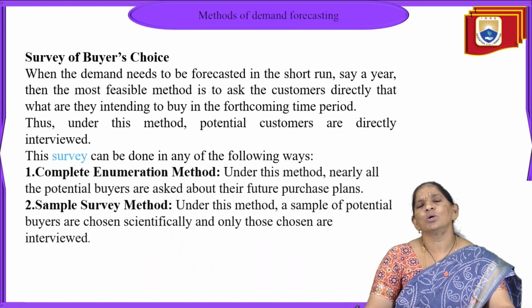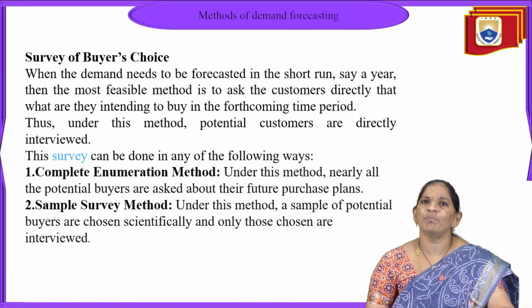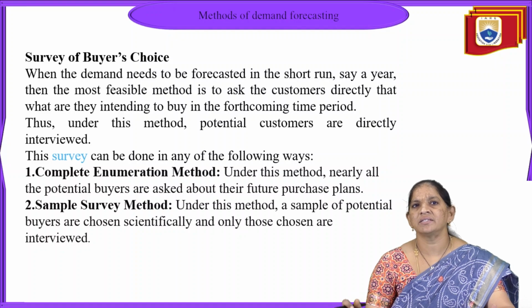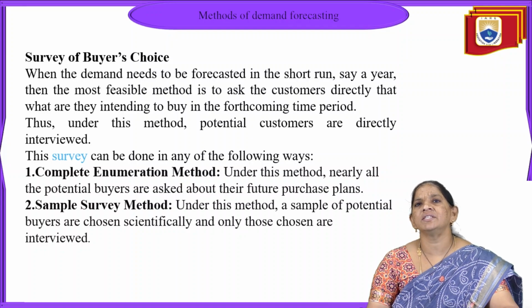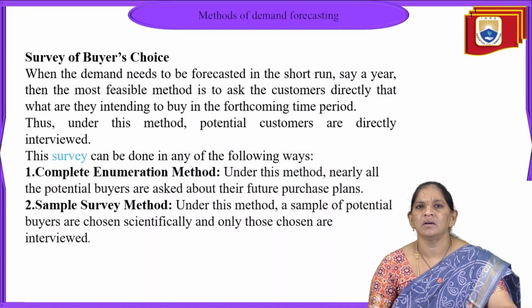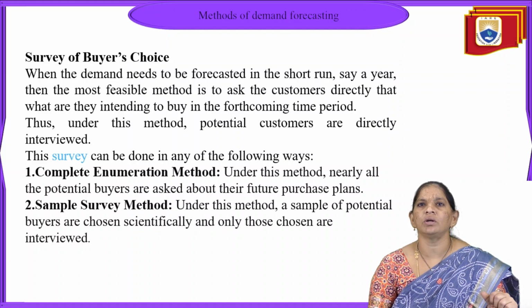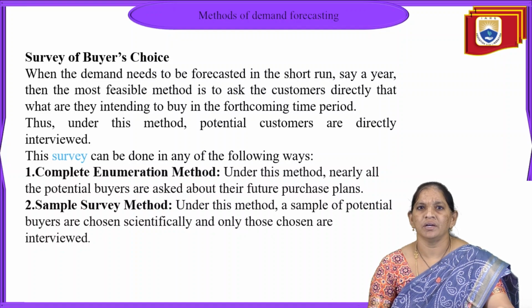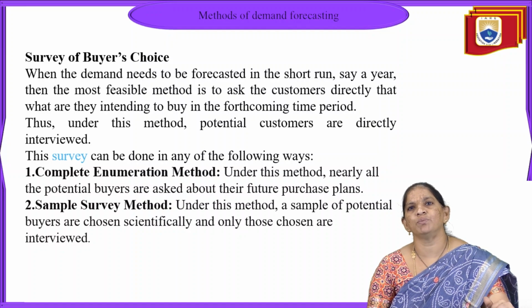The first qualitative method we come across is the survey of buyer's choice. Surveys are used to forecast for a short period of time, called short term forecasting, maybe 6 months or 1 year. This is the most important or feasible method.